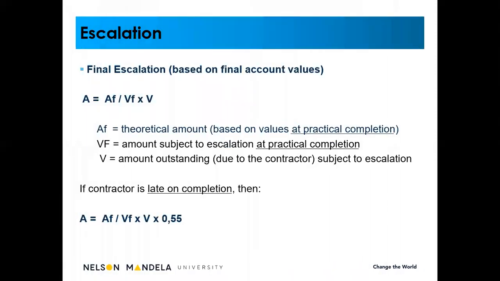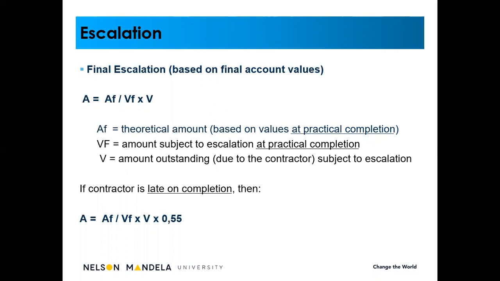When we look at final escalation, that is based on the final account values. In other words, the contractor has now completed the job. At practical completion, he moves off site, and then the quantity surveyor has got 90 days to complete the final account. And I can guarantee you there will always be an amount due to the contractor, which is now, in this case, subject to escalation.